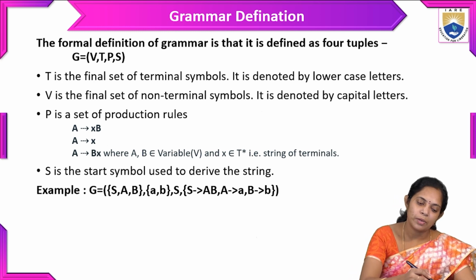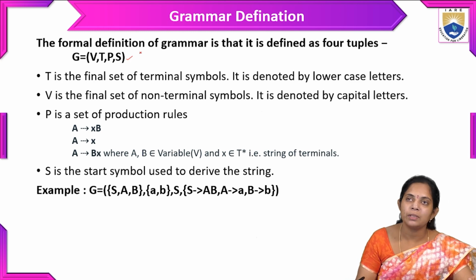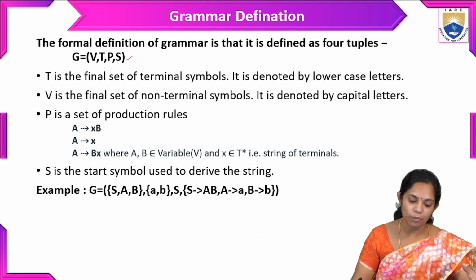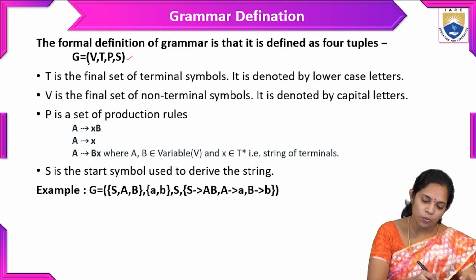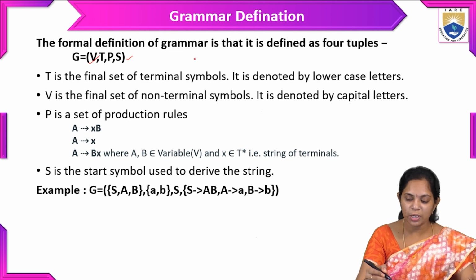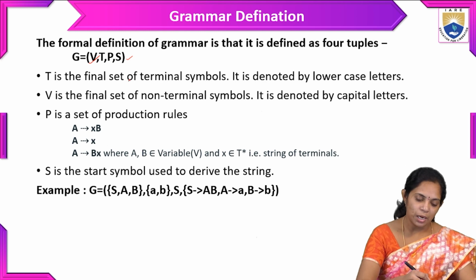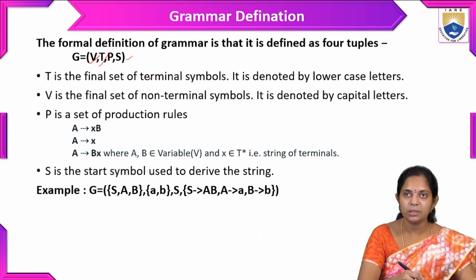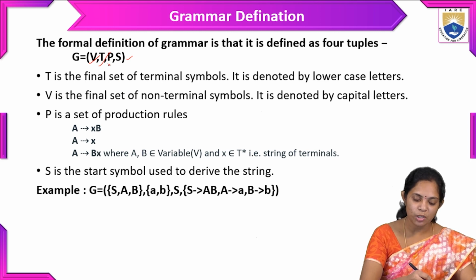So here there are four types of grammar things. What are those four tuples? V is a finite set of non-terminal symbols which are denoted by capital letters, T is the finite set of terminal symbols, P is the production rules, and S is the starting state.